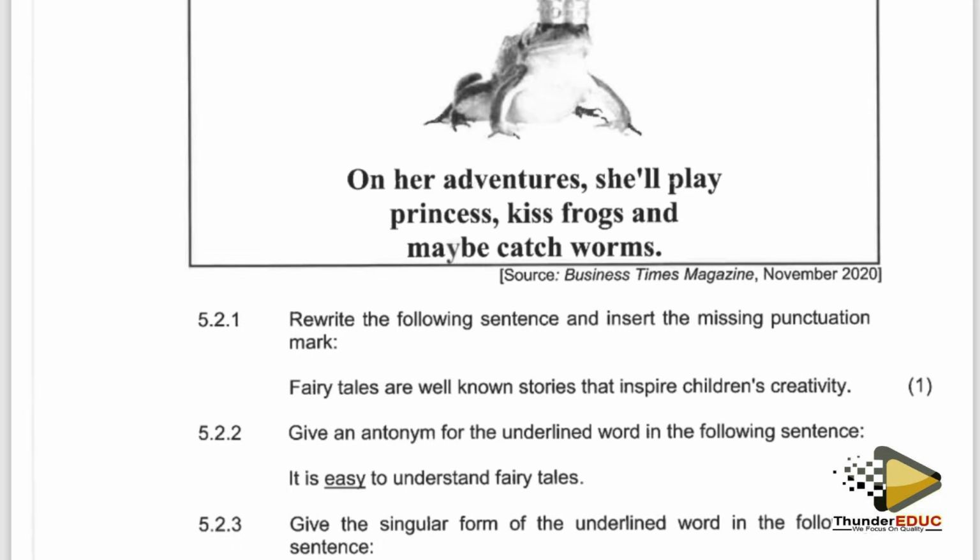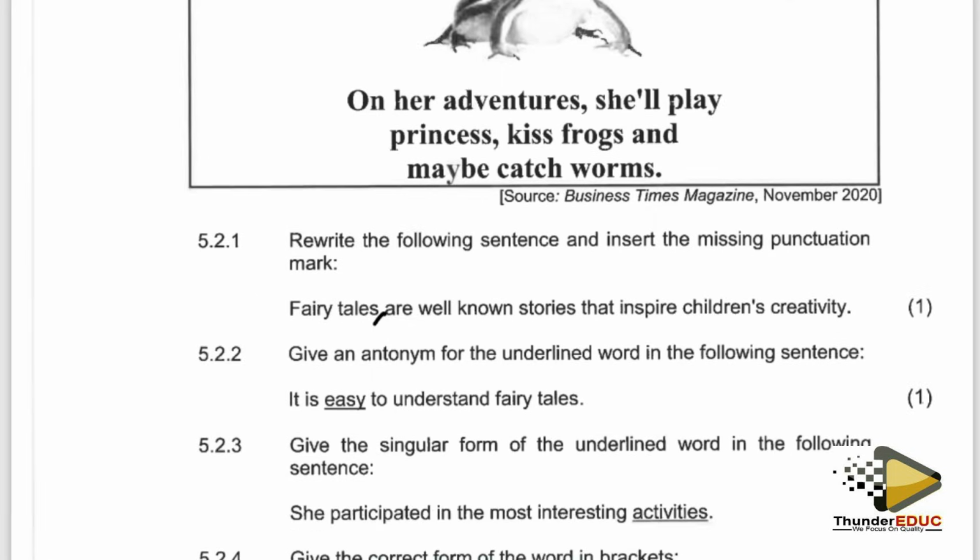Fairy tales are well-known stories that inspire children's creativity. Right, we can put the comma there. Fairy tales, comma, are well-known stories that inspire children's creativity. We insert a comma there after fairy tales. That's our missing punctuation. Give an antonym for the underlined word in the following sentence.